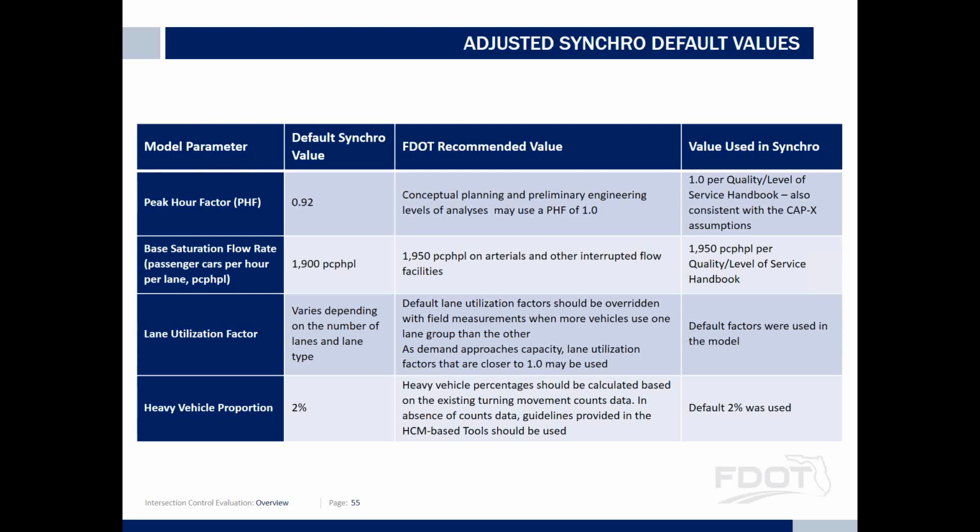We wanted to lock the default Synchro values so we would have a consistent output. In other words, District 1, District 2, and District 3, all districts would have a consistent output based on the geometry and the traffic control configuration. So that's why these default Synchro values are locked: the peak hour, the saturation flow rate, the lane utilization factor, and the heavy vehicle portion. Now that, of course, is changeable because it changes depending on the site.